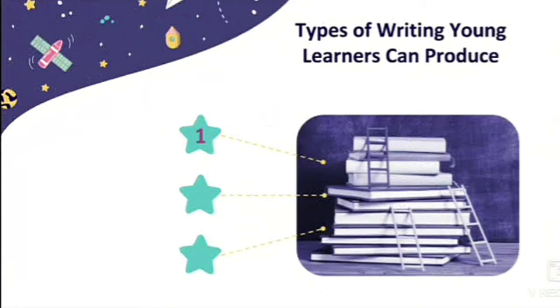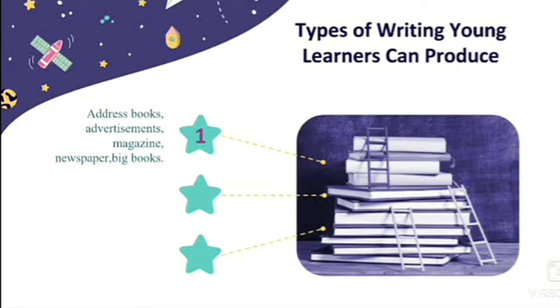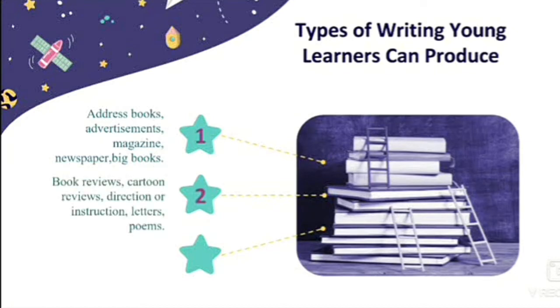So there are several types of writing young learners can produce. First one is address books, advertisement, magazine, newspaper, big books. And the second is book reviews, cartoon reviews, direction or instruction, letters, and poems. And the third is thank you cards, postcards, posters, etc.